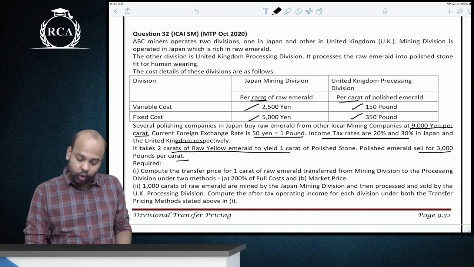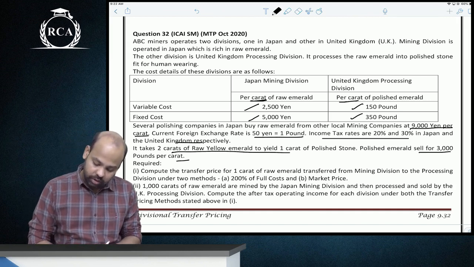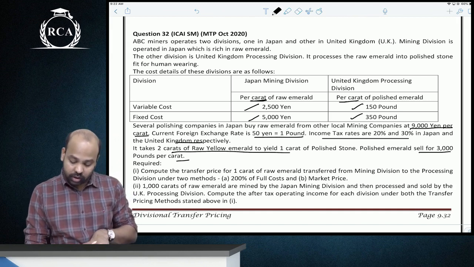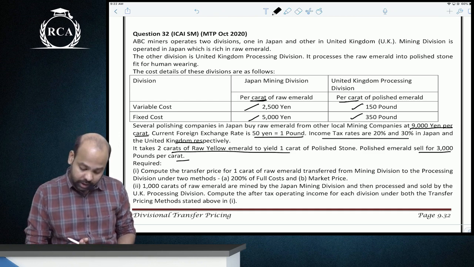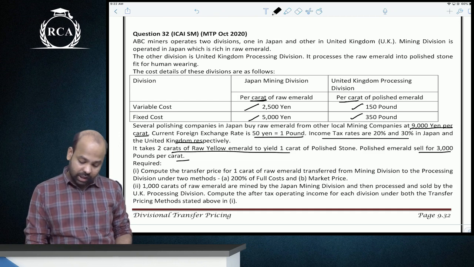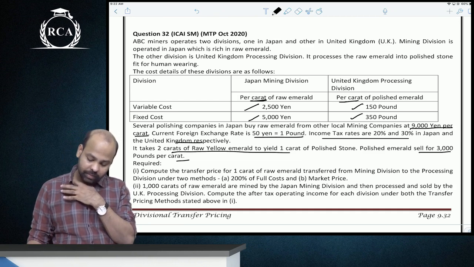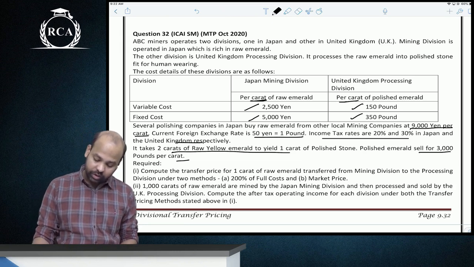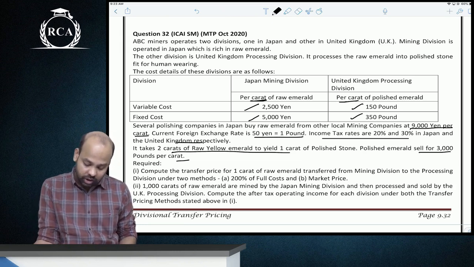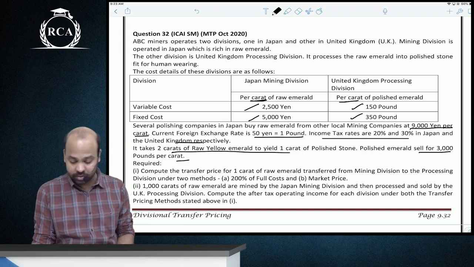You're required to compute the transfer price for 1 carat of raw emerald transferred from the mining division to the processing division under two methods: 200% of full cost and market price. If 1,000 carats of raw emerald are mined by the Japan mining division and then processed and sold by the UK processing division, compute the after-tax operating income for each division under both the transfer pricing methods stated above.